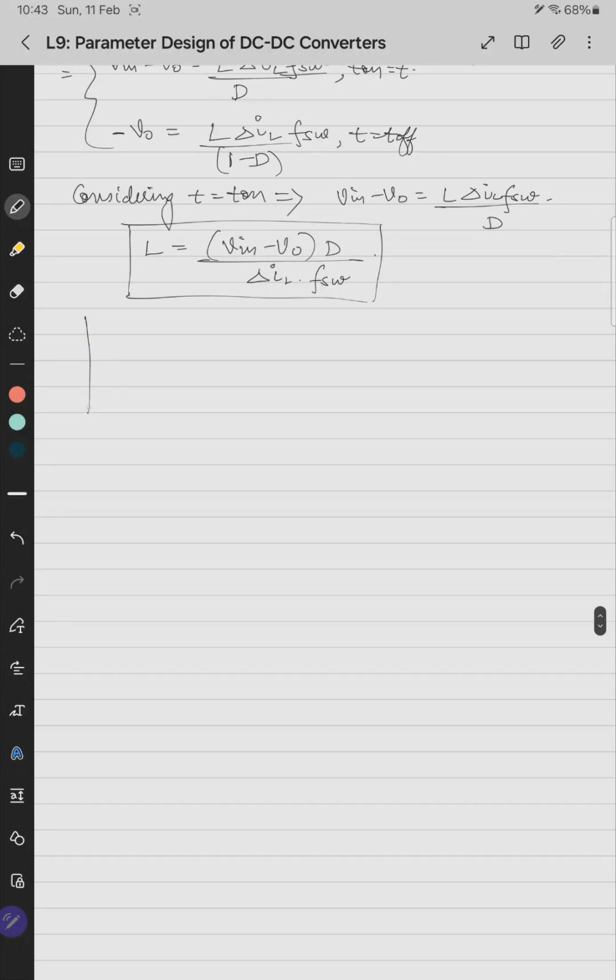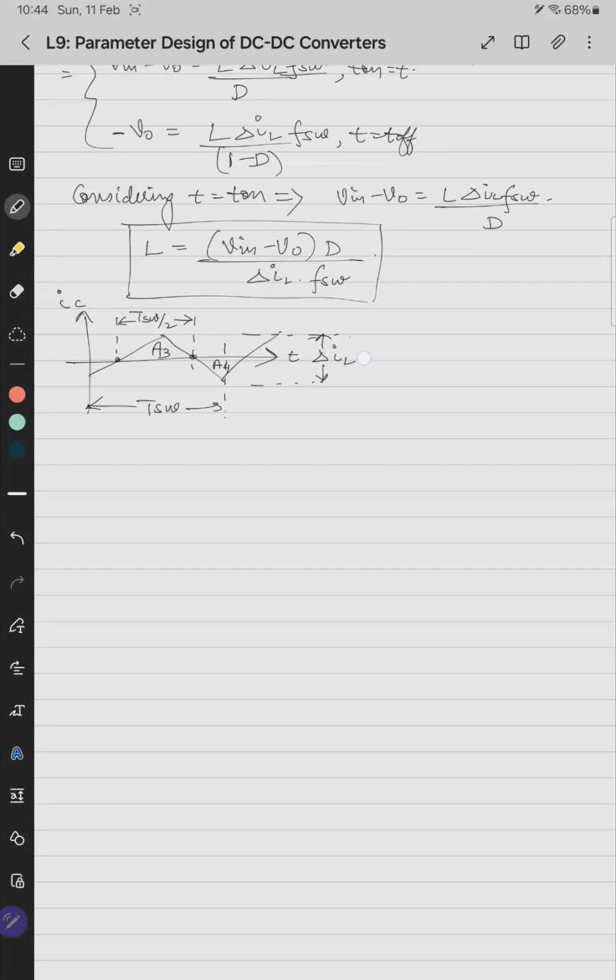Similarly, if I use the amp second balance for the capacitor, you know that this is T, this is IC. From here to here it is T switching, then you know by geometry this is T switching by 2. This part is T switching by 2. This is A3, this is A4. This whole is delta IL.